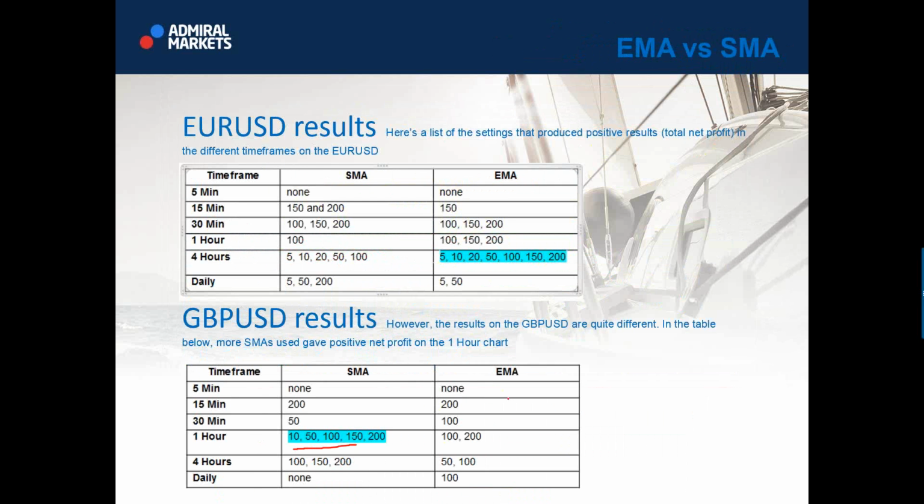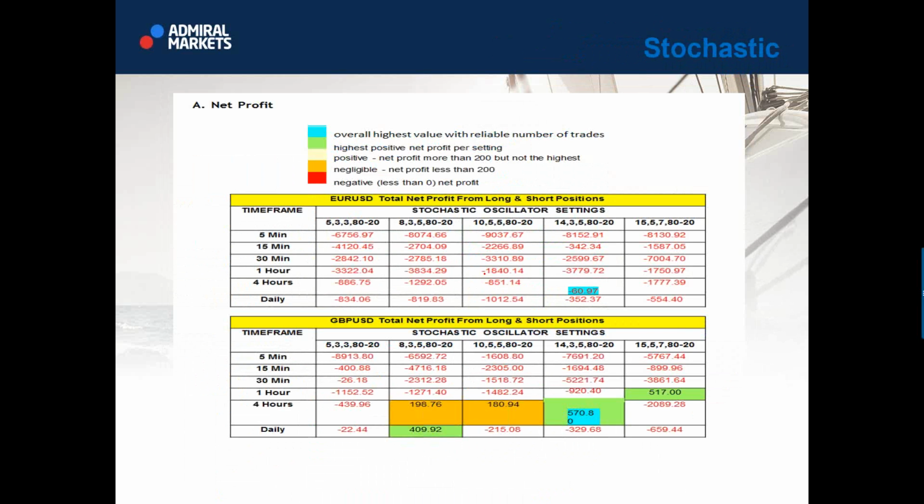So GBP is definitely favoring SMAs, while Euro-dollar is favoring EMAs. Okay, the stochastic indicator definitely performed best on the 4-hour time frame with 14-3-5 settings, while in this study Euro-dollar was not profitable at all by just trading stochastic.